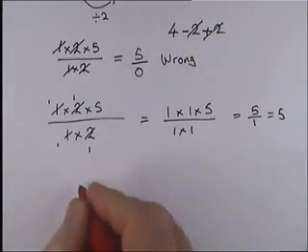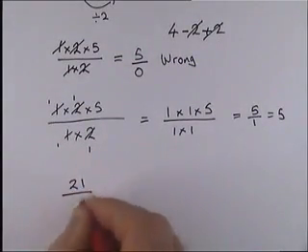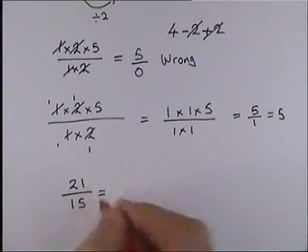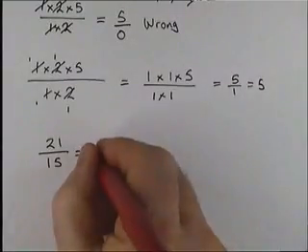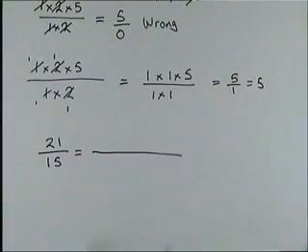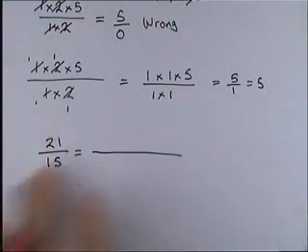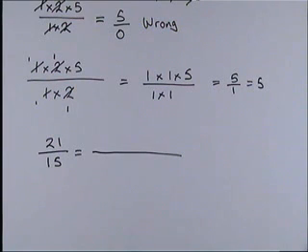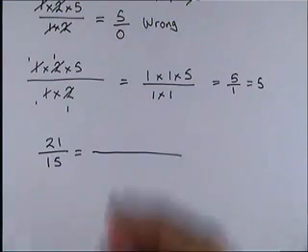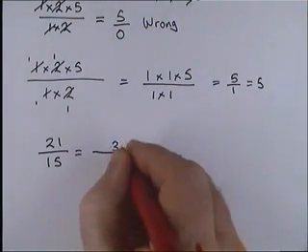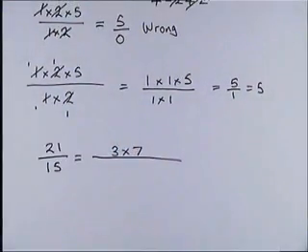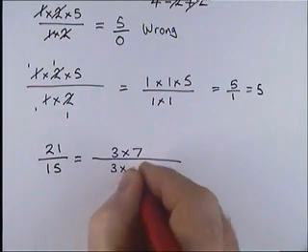So let's look at another example of that then. 21 over 15. Now, why don't you pause the video now and see if you can split that up into factors above and below the line, the numerator and the denominator. You can include the 1 or not, it's up to you. Okay, I'm not going to include the 1. I'm going to do 3 times 7 and 3 times 5.